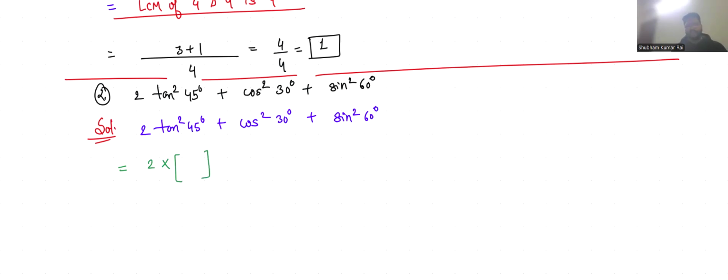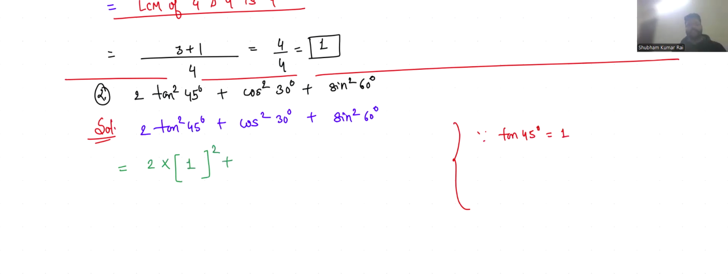So we need to just mention that since we know the value of tan 45 degree is 1, we will just substitute the value here as well. So it will be 1, and it is a square, so it will be 1 square plus cos square 30.